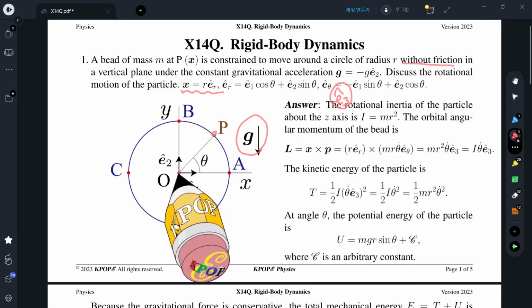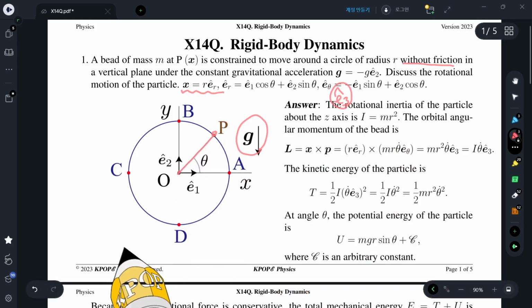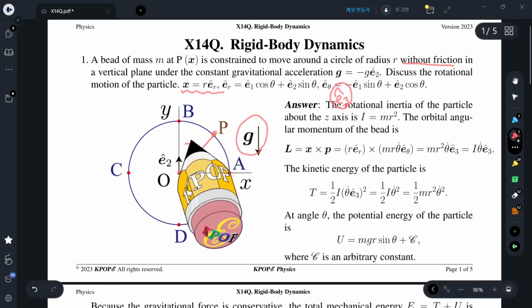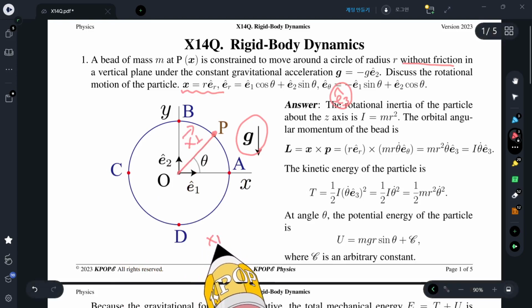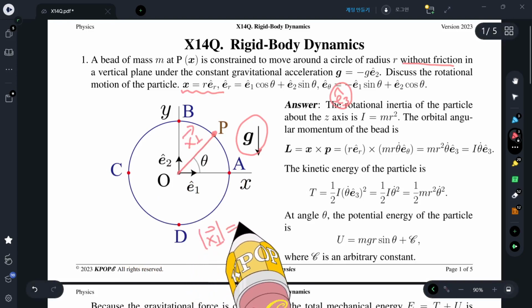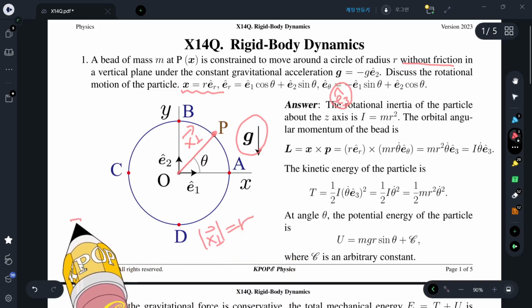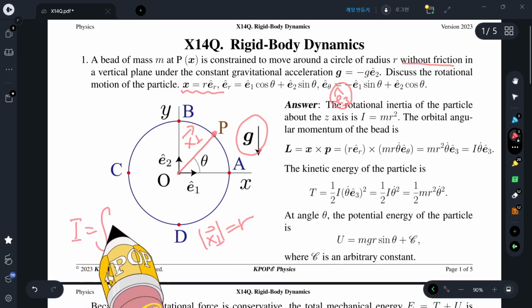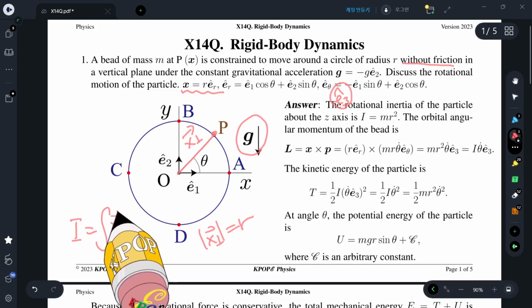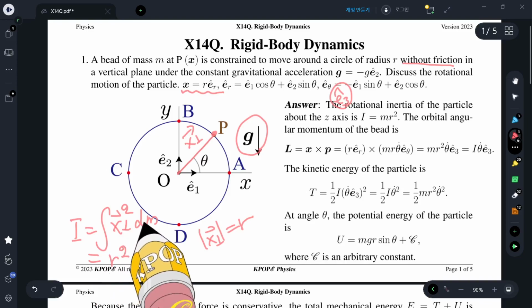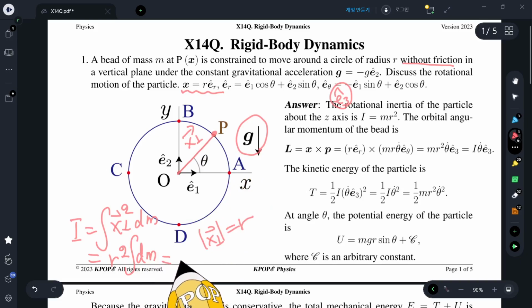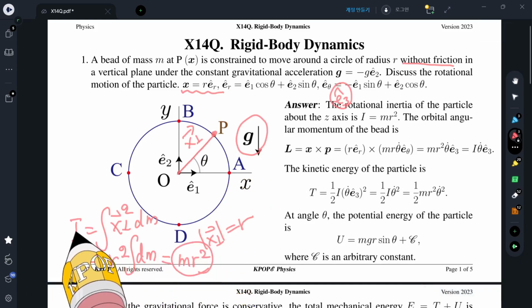The perpendicular distance from that axis of rotation to the particle is the x perpendicular vector, the lever arm vector, and the x perpendicular vector has a magnitude that is always r. And the rotational inertia is x perpendicular squared times mass, and this is r squared, and the point-like mass, this is m. So m r squared is the rotational inertia of this particle.